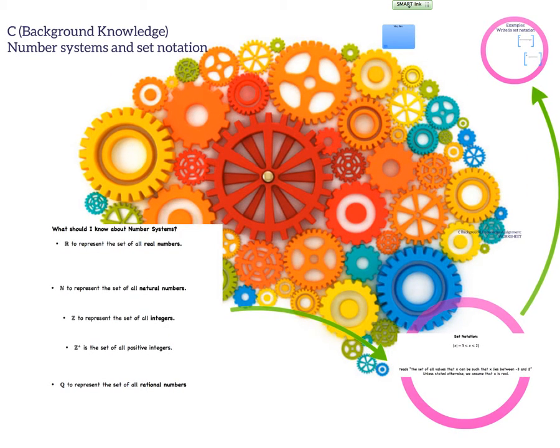So part C for the background knowledge chapter is number systems and set notation. And what I've noticed is that you guys are pretty familiar with number systems, but not so sure about set notation. So the set notation stuff might not be exactly background knowledge. It might be a little bit new to you, and I'm going to zoom in on it in a second, so if you can't see it, you'll be able to. So kind of stick with me here.